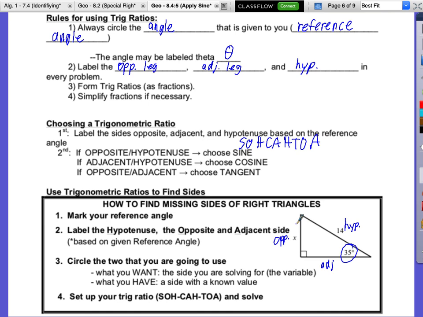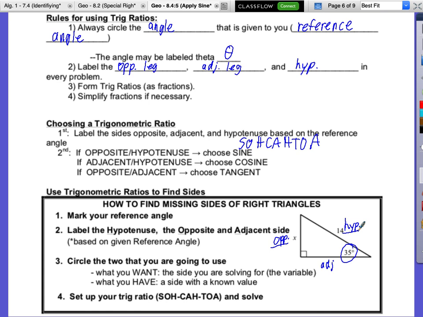Okay? So now we have to circle which two we want to use. Are we going to use the opposite, hypotenuse, and adjacent? Which two are we going to use? Opposite. We're going to underline them. And hypotenuse. We're going to use those two because opposite is the side we're looking for, and hypotenuse is the side we're given.